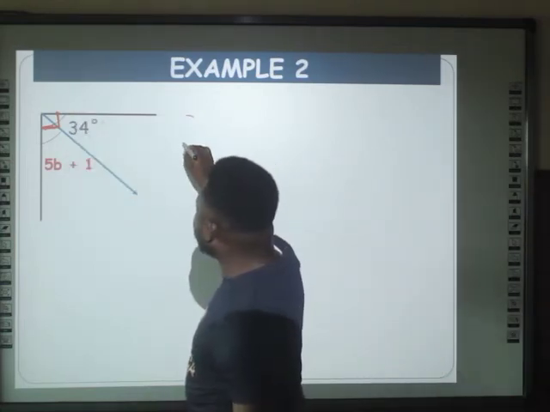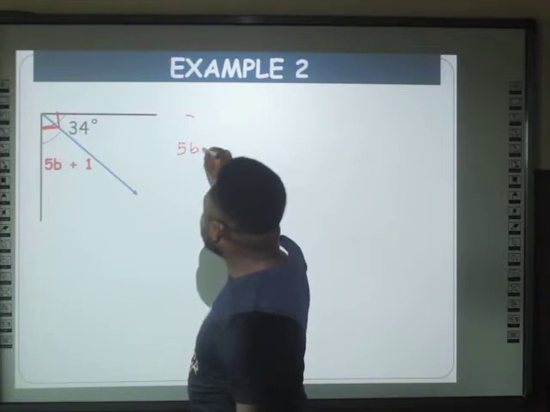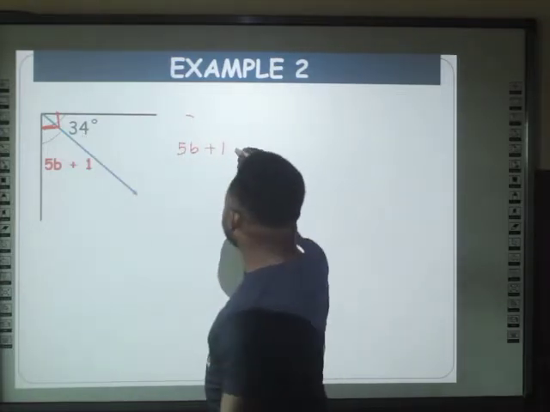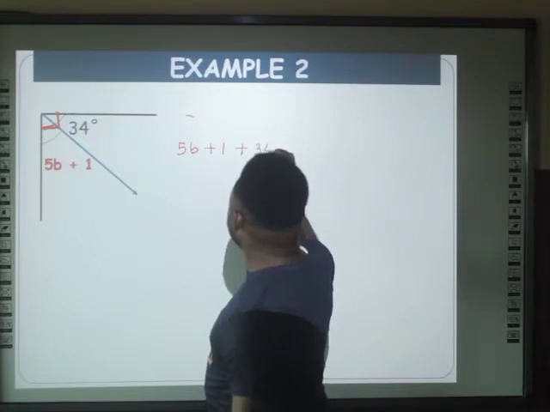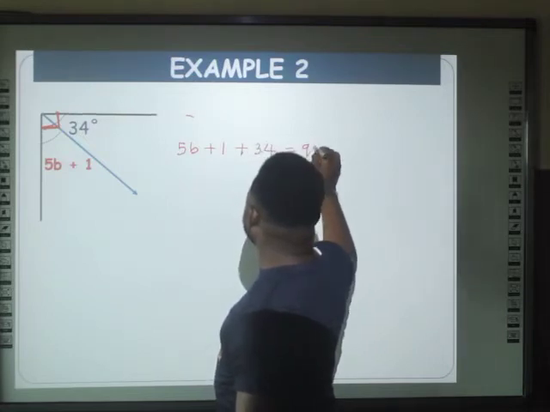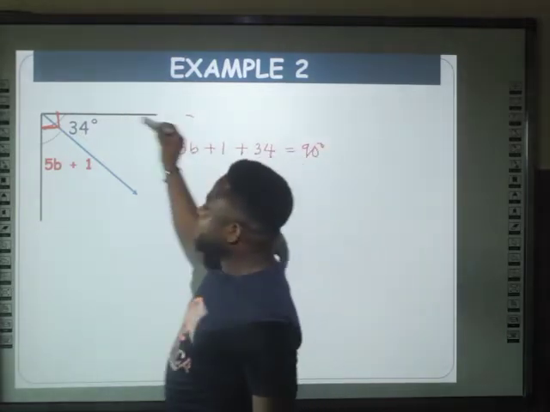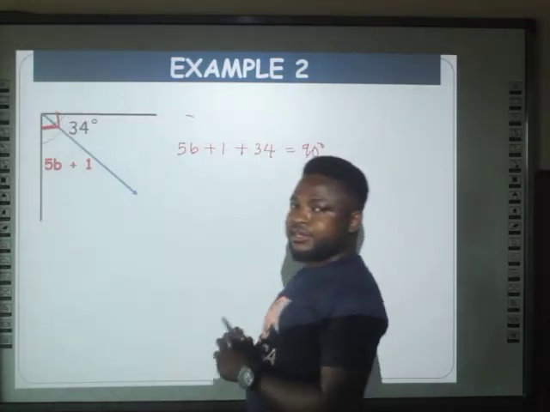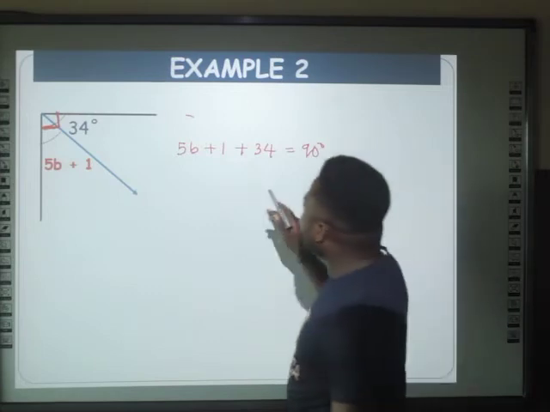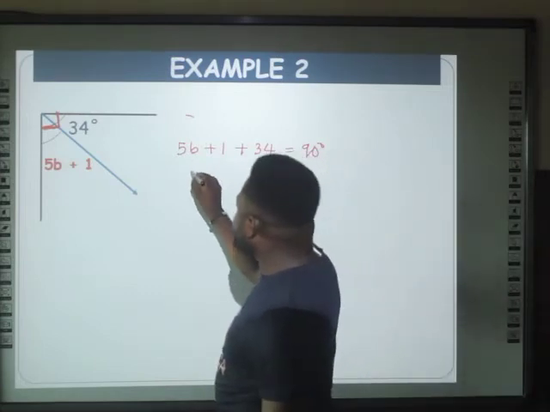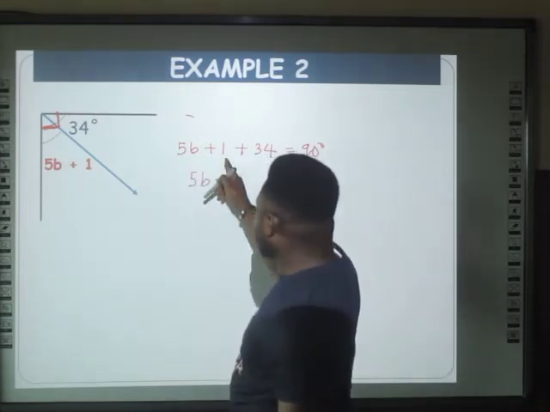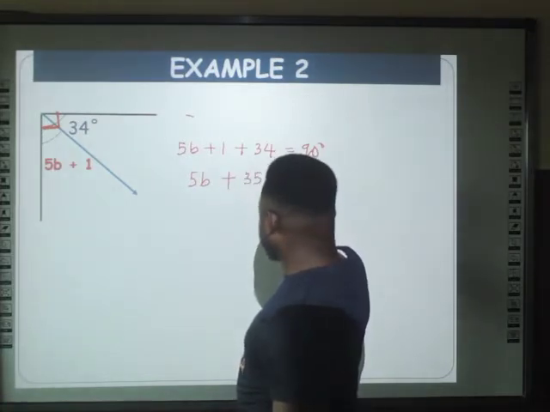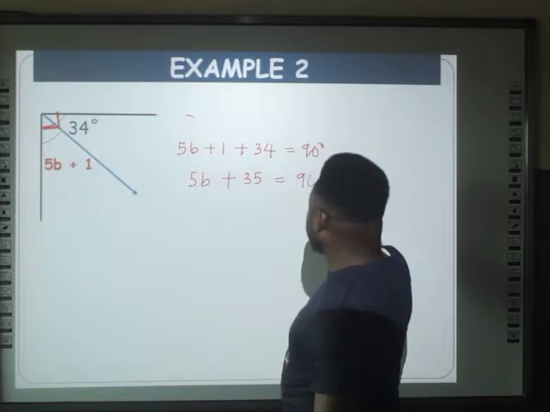We now have 5b plus 1 plus 34 degrees will give us 90 degrees. How did I get 90 degrees? This is a right angle. Now observe that you drop down 5b. 1 plus 34 will give us 35. This will be equal to 90.